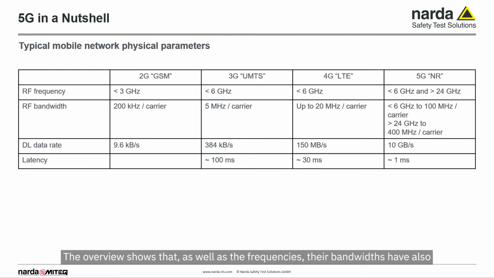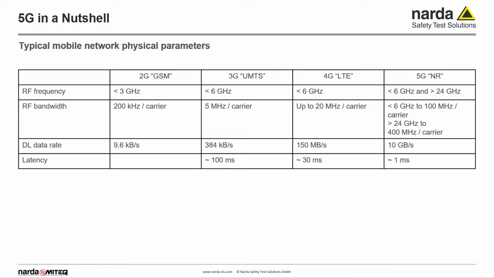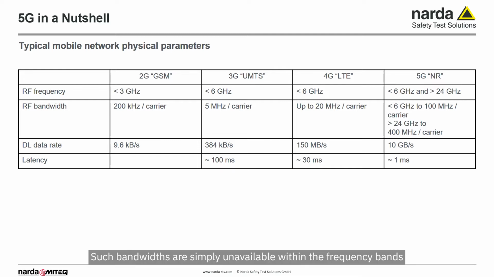The overview shows that, as well as the frequencies, their bandwidths have also increased with each successive generation of mobile communications. Bandwidths up to 400 MHz have in the meantime become necessary in order to satisfy the digital world's appetite for data. Such bandwidths are simply unavailable within the frequency bands of conventional mobile phone systems. As a result, a move towards higher frequencies is inevitable. In return, previously undreamt of data rates can be achieved.